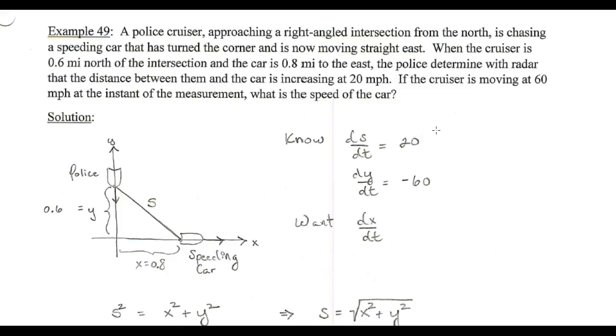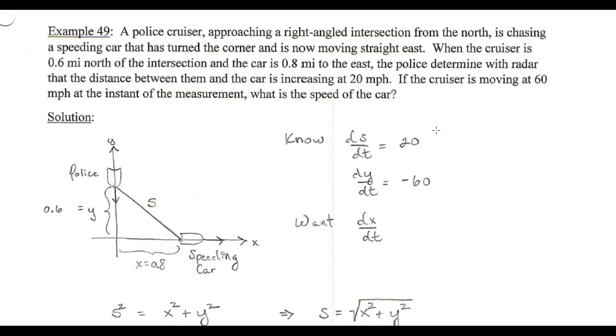Okay, we have one more example here in section 3.8 on related rates. Example 49. So let's read that together. We have a police cruiser approaching a right-angled intersection from the north, chasing a speeding car that has turned the corner and is now moving straight east.